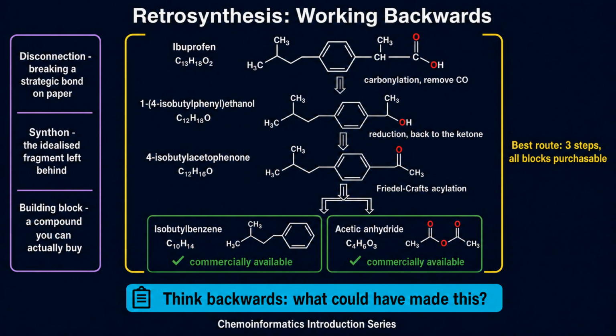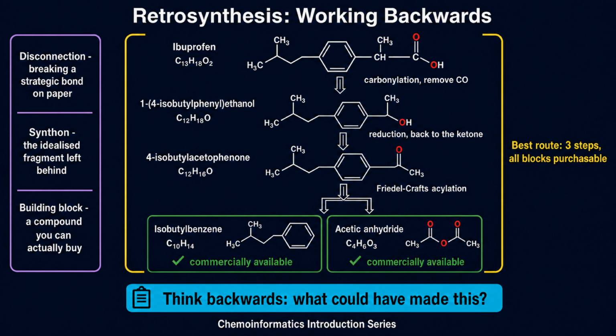Retrosynthesis is the art of working backwards from a target molecule to available building blocks. You start with what you want to make, then ask, what reactions could produce this? Each possible reaction is called a disconnection. You continue asking this question for each intermediate until you reach commercially available starting materials. The result is a retrosynthesis tree showing all possible routes.